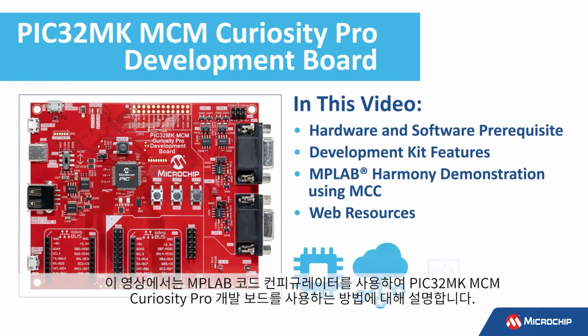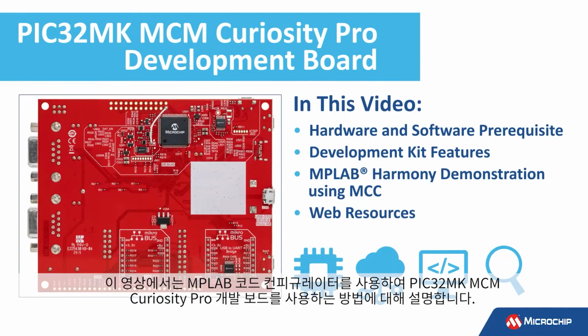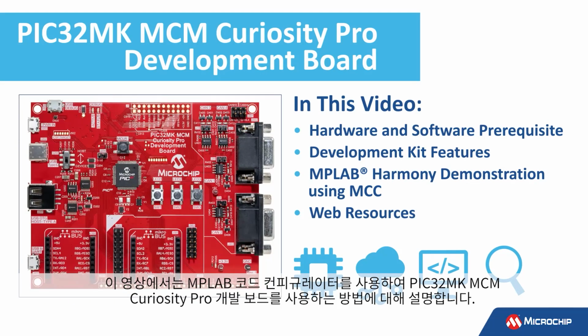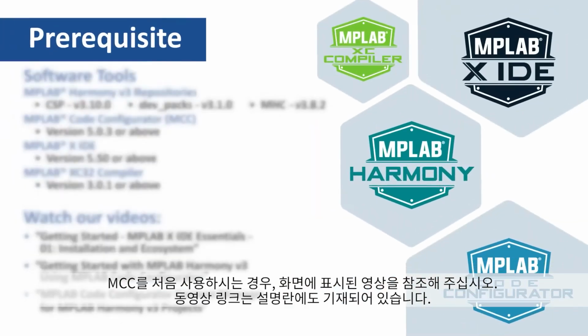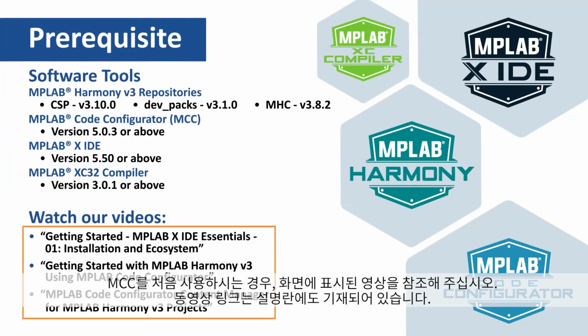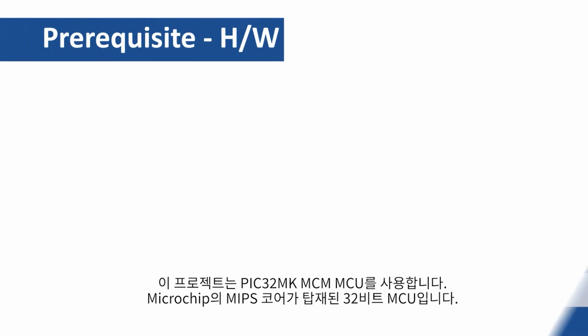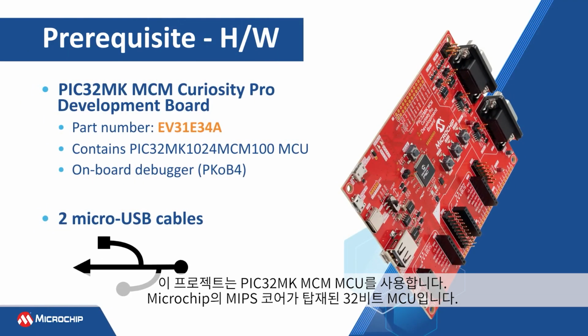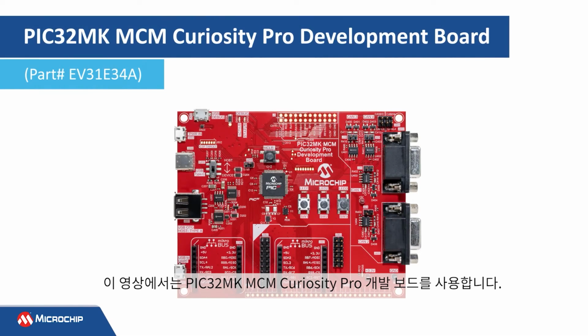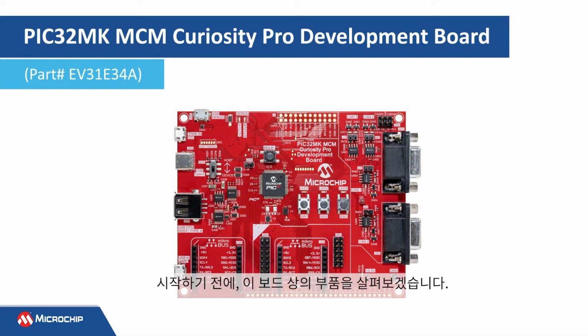In this video, we will show you how to get started with the PIC32 MK MCM Curiosity Pro development board using MPLAB Code Configurator. If you are new to MCC, be sure to watch our videos listed here. These videos are also linked in the description below. This project is based on the PIC32 MK MCM MCU, our MIPS core 32-bit microcontroller. For this video, we will use the PIC32 MK MCM Curiosity Pro development board. Let's look at the resources available on this board before we get started.